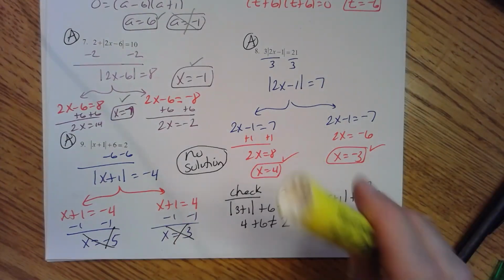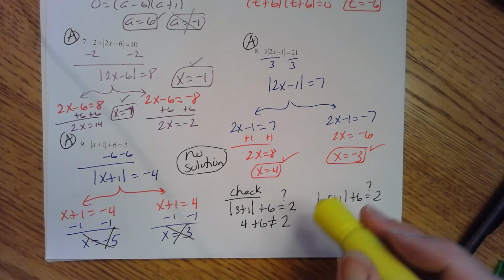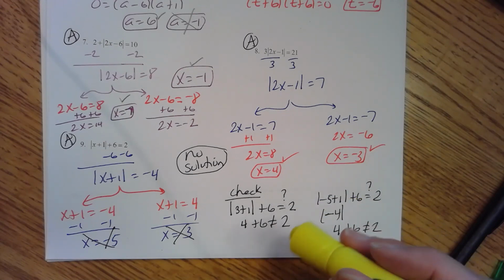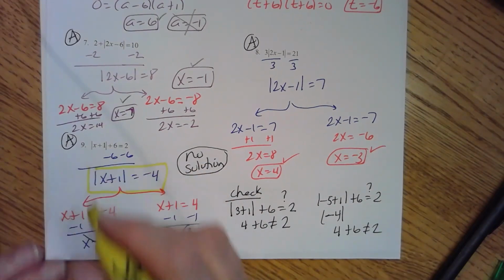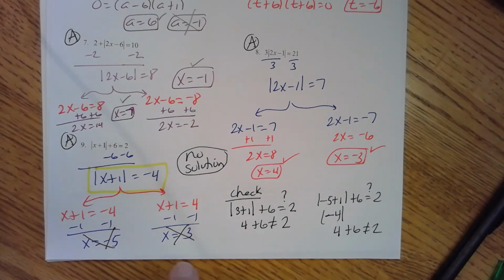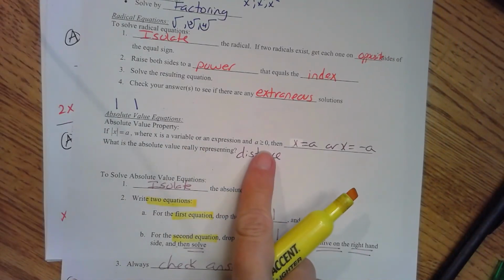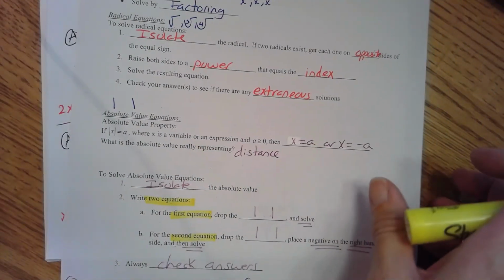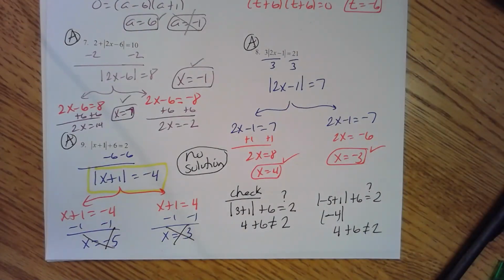Now, there is a way to know if you're not going to have a solution. And it's back at this step right here, because the absolute value equaled a negative. And what we saw on the previous page was that the absolute value had to be equal to an a, where a had to be greater than or equal to 0. And my a right here is negative 4, which can't happen. So you could have stopped at this point and said no solution.